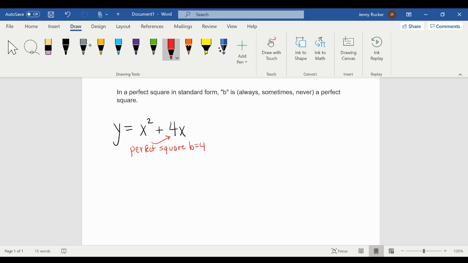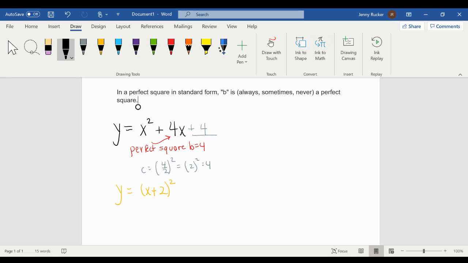If my b value is 4, I know that my c value would have to be b over 2 squared, which is 4 over 2, or 2 squared, which is 4. So I know my c value would have to be 4. And that would give me the perfect square of y equals x plus 2 squared, okay? So it could be a perfect square.